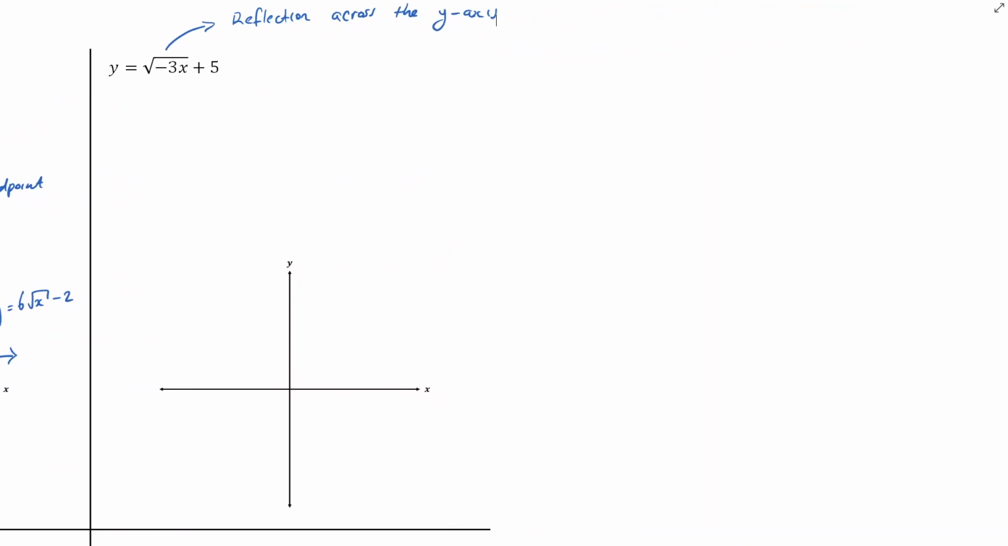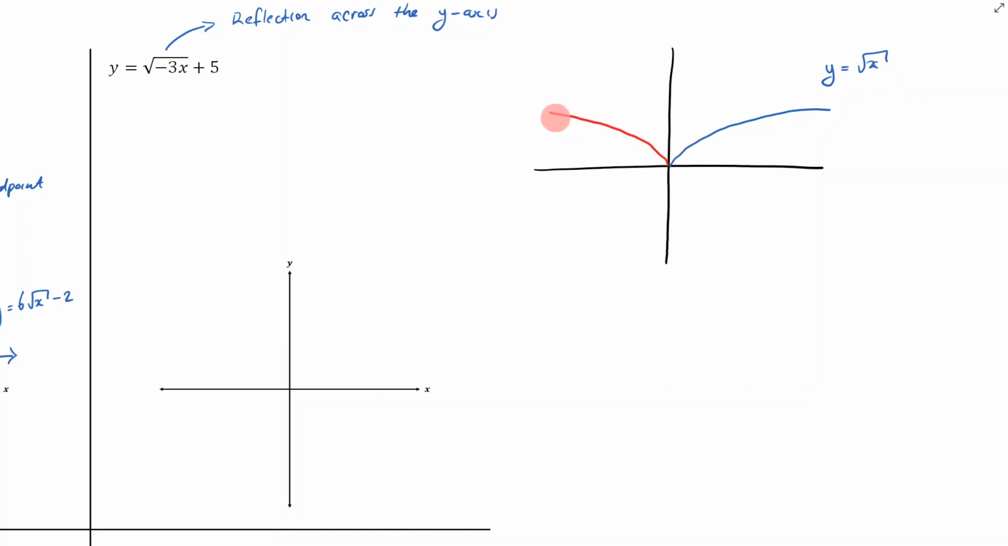So if I was to come over here and just show you what I mean, if I was to draw a pair of axes, and then I can have on one side y is equal to the square root of x, and then on the other side, I'm going to draw a graph that looks like this. This is y is equal to the square root of -x.